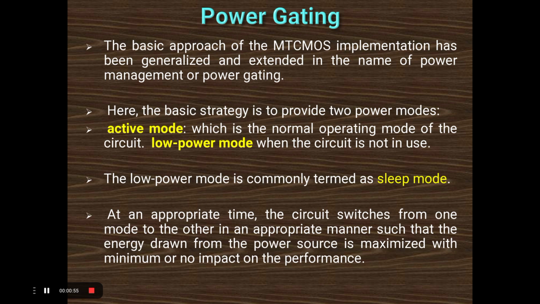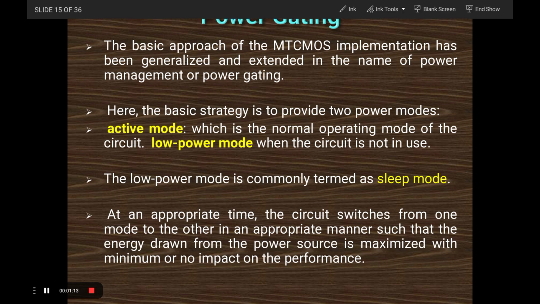It is a very important concept. In power gating, the basic strategy generally consists of two modes: one is the active mode, and the second one is the low power mode. Active mode means the normal mode of operation. Low power mode means a sleep mode, as in the previous techniques.